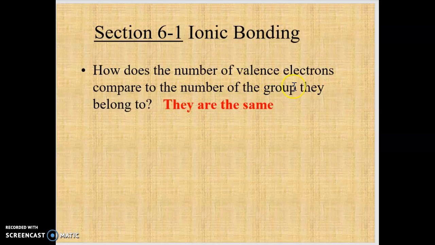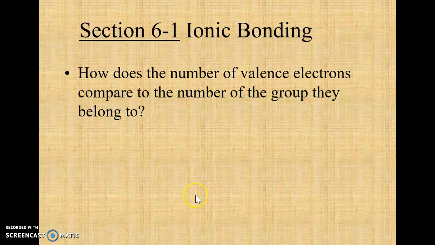So remember, 8 is great. So how does the number of valence electrons compare to the number of the group they belong to? They are just the same. And maybe I can put this into a slideshow. Give me a second here. Okay, this might work a little bit better now. So they are the same.